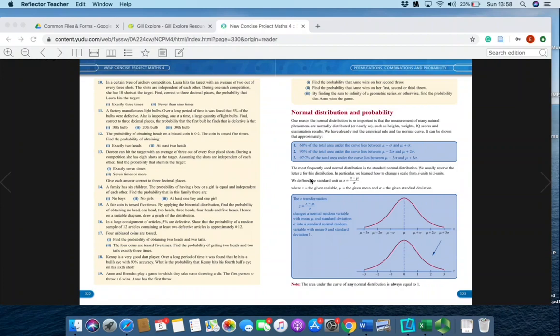We usually reserve the letter Z for this distribution. In particular, we learned how to change a scale from X units to Z units, and we define the standard unit as Z is equal to X minus mu over sigma. So we obviously haven't done that.